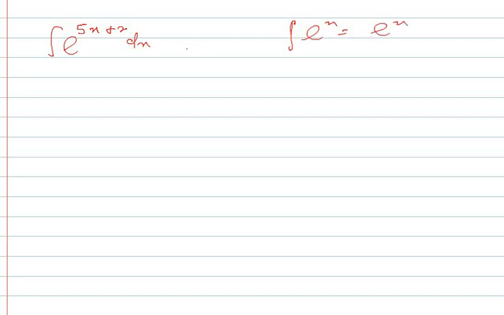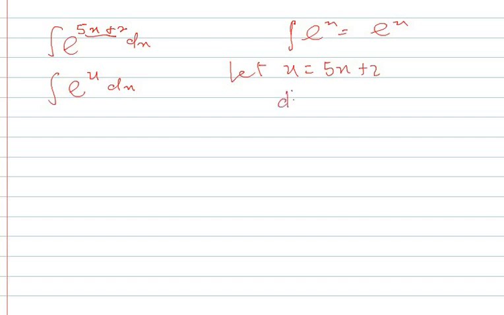So we don't know something raised to the power of 5x plus 2, so we can let u also be equal to 5x plus 2. Then our integration becomes e to the u, since the whole of this is u, then you can say dx. So we can find dx, same procedure.